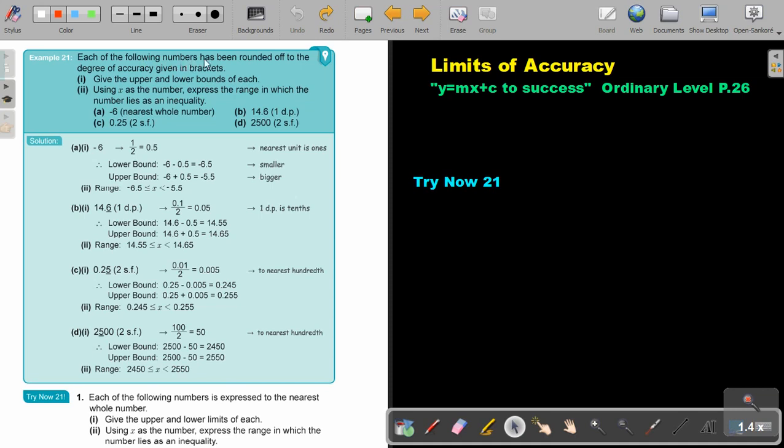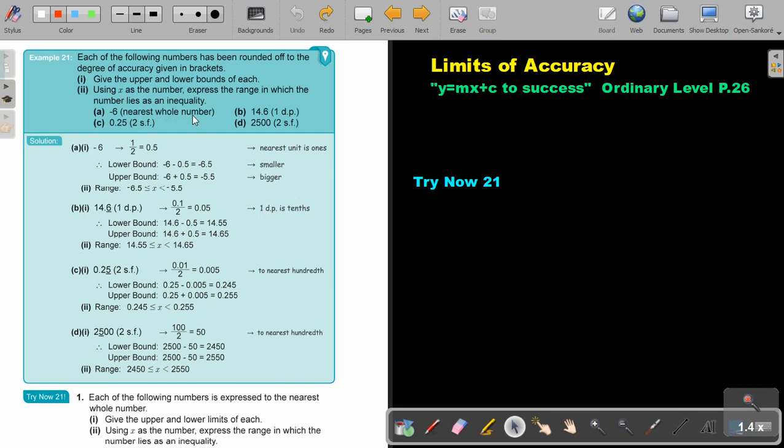Each of the following numbers has been rounded off to the degree of accuracy given in brackets. So give the upper and lower bounds of each. Using x as the number, express the range in which the number lies as an inequality. Okay, so let's start. -6, it's to the nearest whole number.